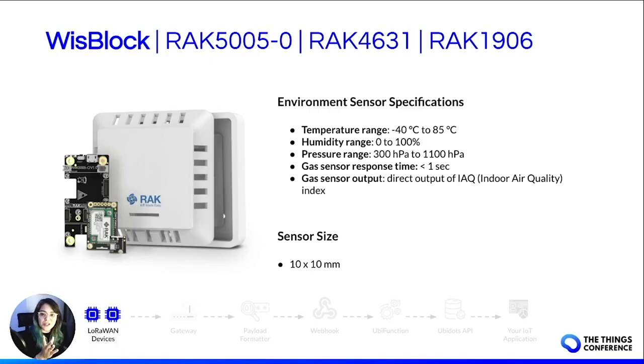Following the step just mentioned, and also with the purpose of making a real example, we're going to use a couple of WisBlocks plus an environment sensor attached to it as LoRaWAN devices. The environment sensor is capable of measuring temperature, humidity, pressure, and air quality index, which is a really good candidate to deploy Pure Air System solutions.